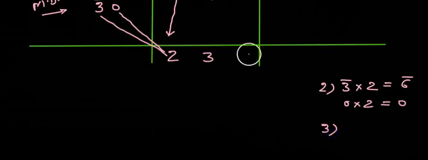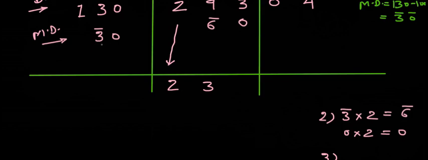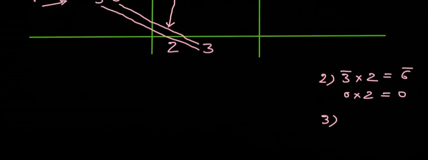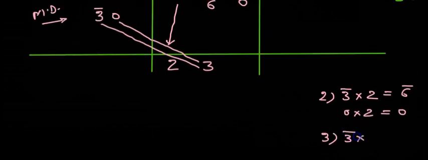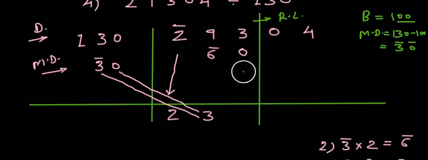Step number 3. Now let us multiply the digits in the modified divisor and the recent quotient digit. Right? Let us multiply negative 3 and 3 and let us multiply 0 and 3. So step number 3 is negative 3 multiplied by 3. Negative 3 multiplied by 3 is negative 9 and 0 multiplied by 3 is 0. Right? Now we have calculated these two products. Now let us write negative 9 below the third digit and let us write 0 below the fourth digit.